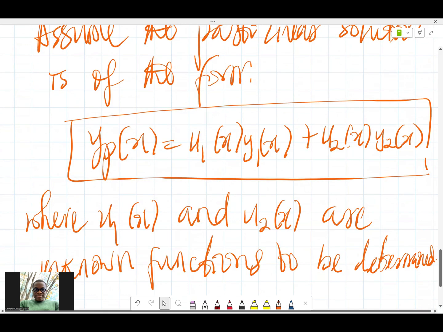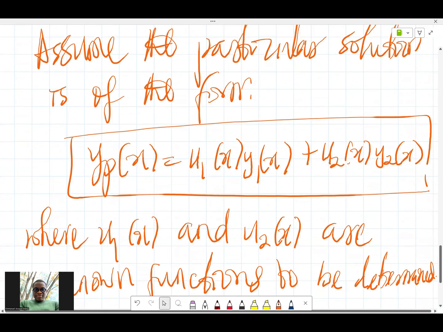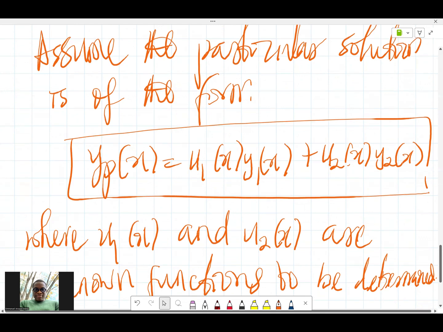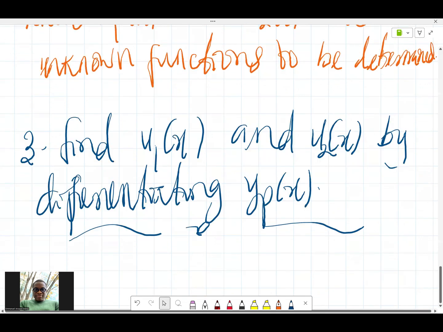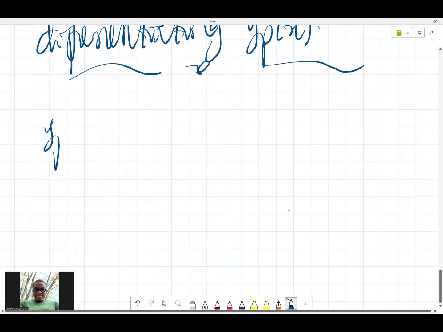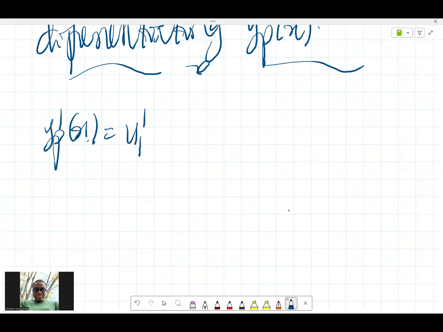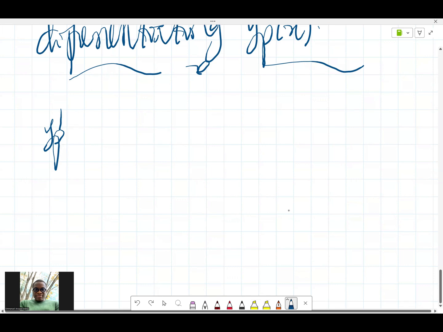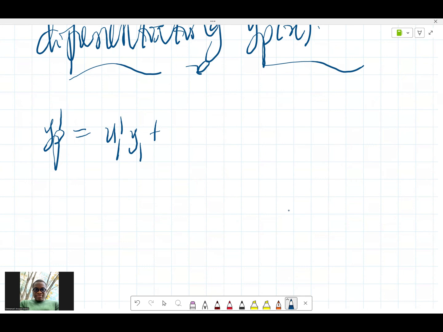If you differentiate this yp of x, it's a function of a function all the way, so you're going to have plenty of terms. That means you have yp prime of x, that's the derivative. Let's remove the of x to make things easy and save a lot of stress. So you have yp prime equals u1 prime y1 plus u1 prime, right?